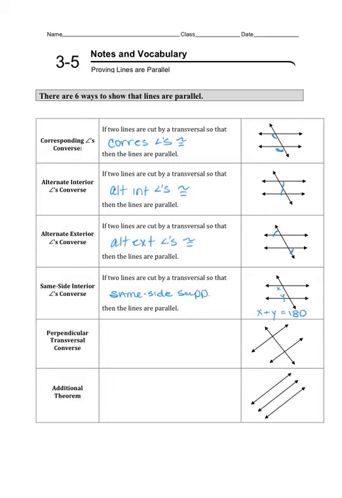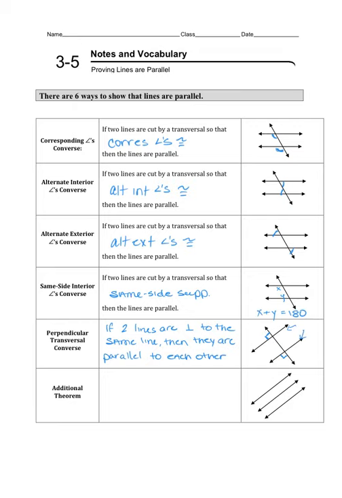So there's two other ways to show that lines are parallel, and that's the perpendicular converse and then this last one. The perpendicular converse just says if two lines are perpendicular to the same line, then they are parallel to each other. So what does that mean? Basically, if I know that these two lines are perpendicular and I know that these two lines are perpendicular, then that means this line and this line would have to be parallel.